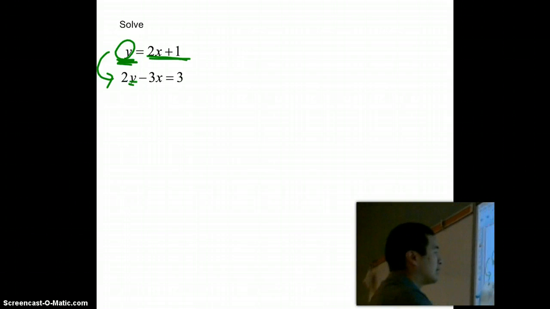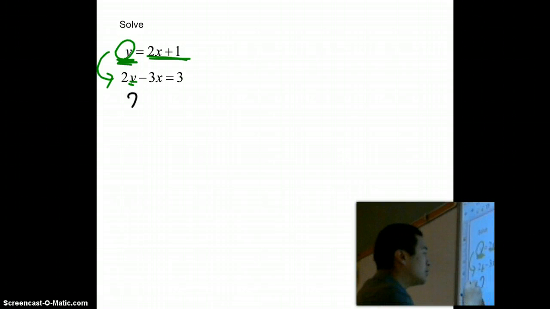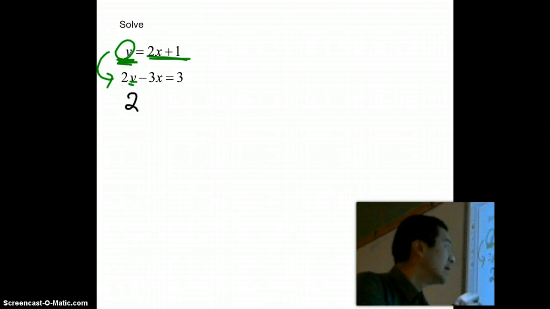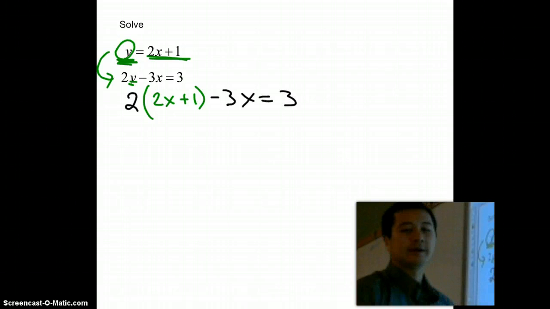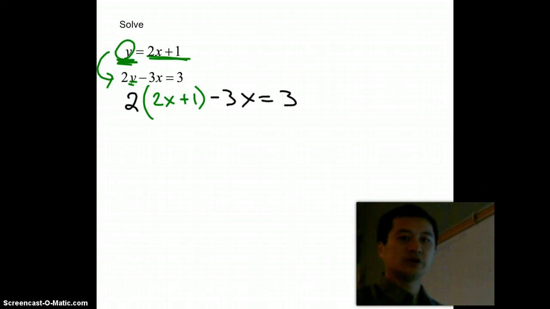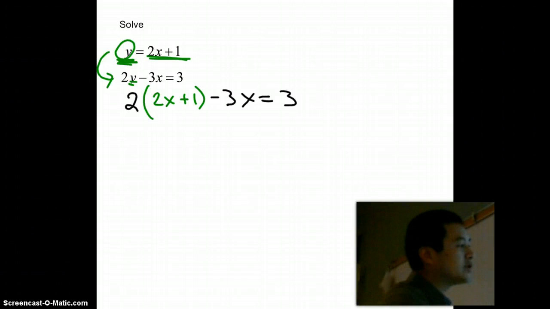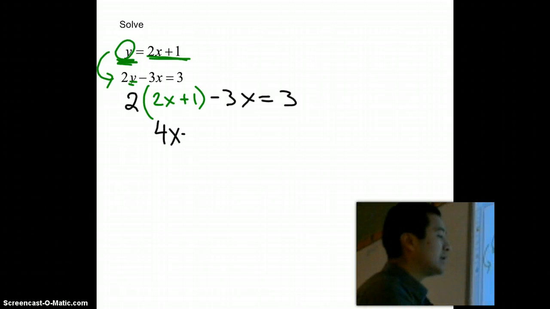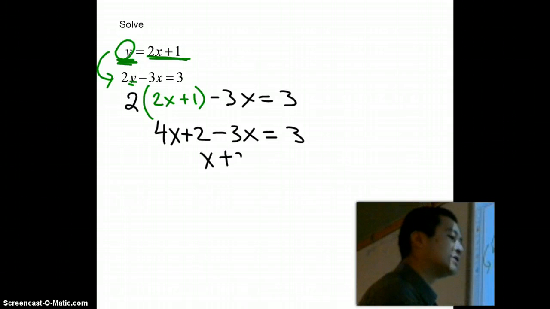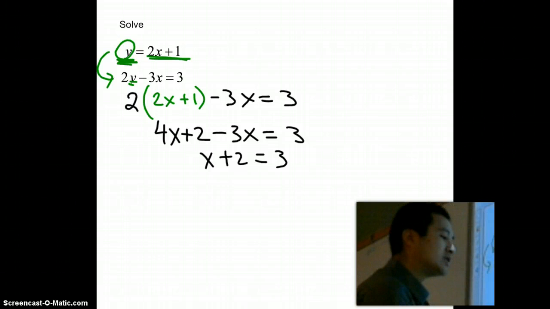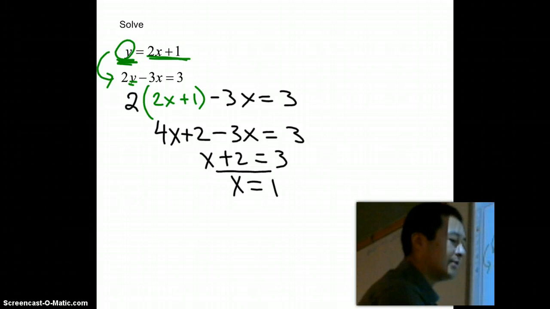I see a y right here. So take a look. I take out the y and substitute in 2x plus 1, minus 3x equals 3. That's substitution. Now we have one equation, one variable. We can solve for this. Distribute: 4x plus 2 minus 3x equals 3. Combine like terms: 4x minus 3x is x, plus 2 equals 3. Minus 2 both sides, x equals 1.